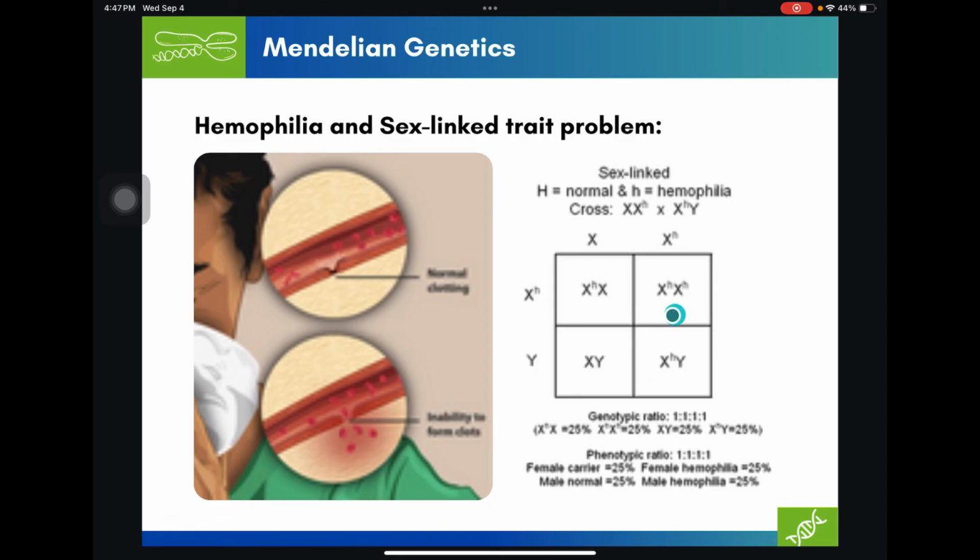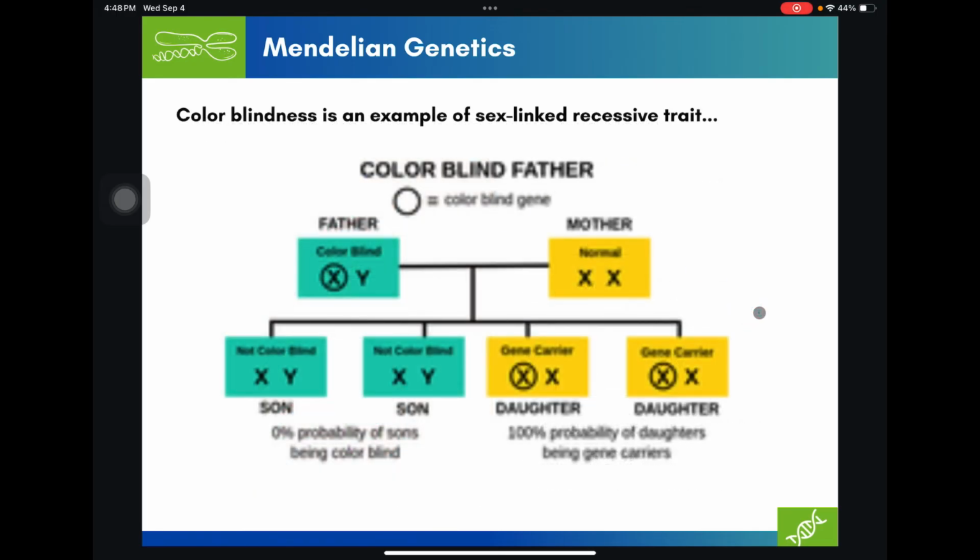But let's say that there is another X chromosome that carries a dominant trait, and the dominant trait carries a normal gene. And most likely, among female, there is a lesser chance for them to have this condition of hemophilia because they have two X chromosomes in comparison to male. Color blindness is another example of our sex-linked recessive traits.